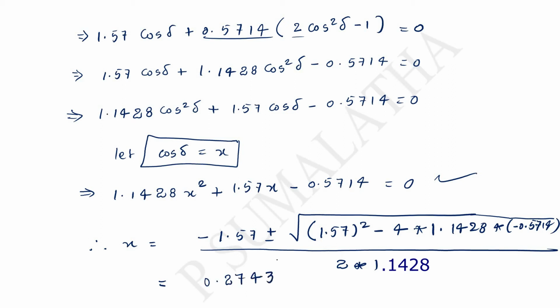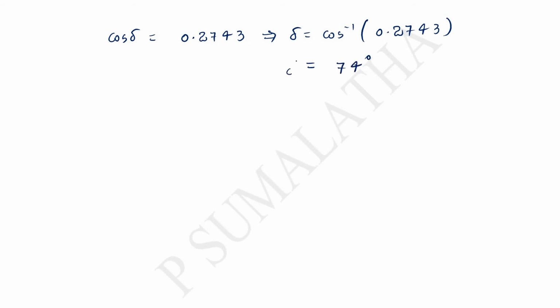0.2743. We know the x value is nothing but cos del. Therefore, this value is nothing but cos del. So cos del is equal to 0.2743, where the del value is equal to cos inverse of 0.2743, which will be equal to 74 degrees. So at del equal to 74 degrees, we are going to get the P max.